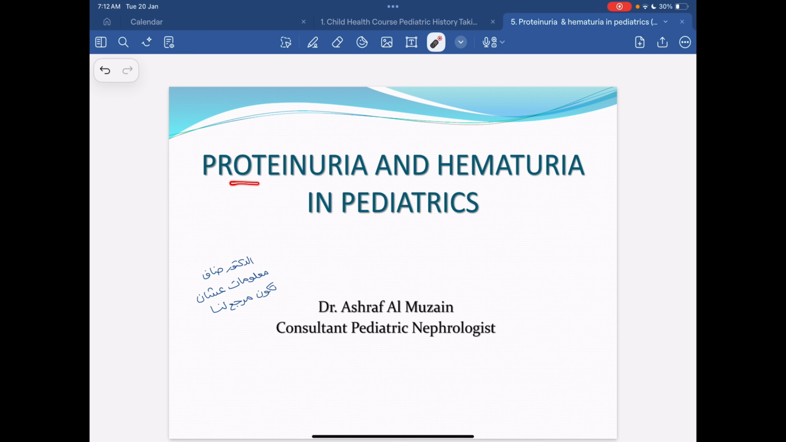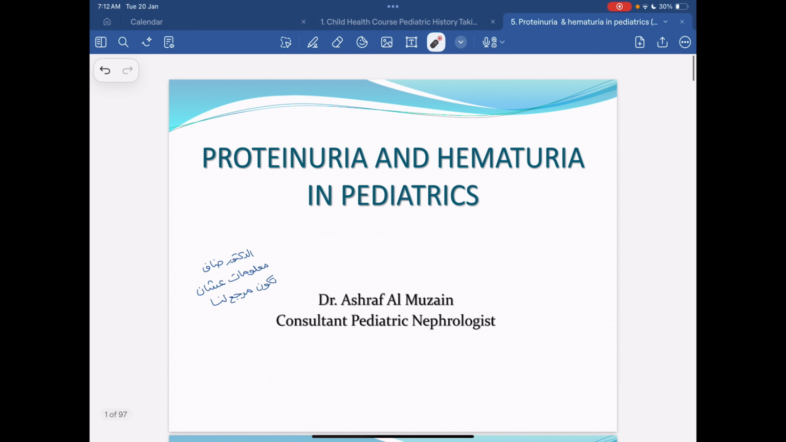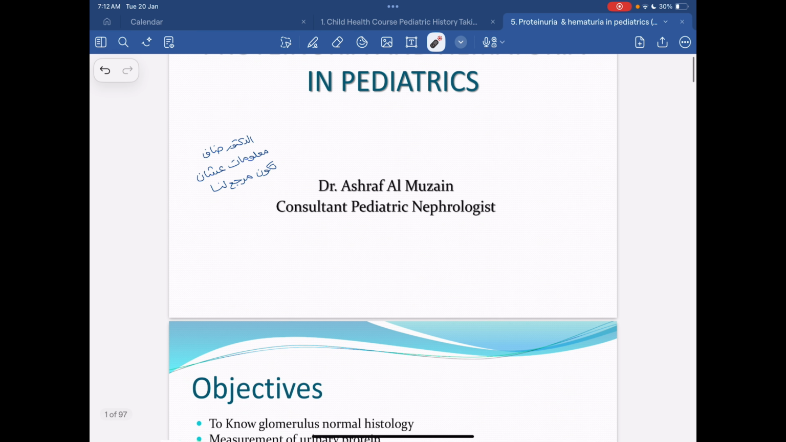بداية موفق للجميع. الحين بنبدأ مع محاضرات البيدياتريكس. محاضرة اليوم هي Proteinuria in Hematuria. محاضرة شوي طويلة. الدكتور يقول نضاف معلومات إضافية عشان تكون مرجع لنا، بس يعني I don't know how much I trust that, so take it with a grain of salt.